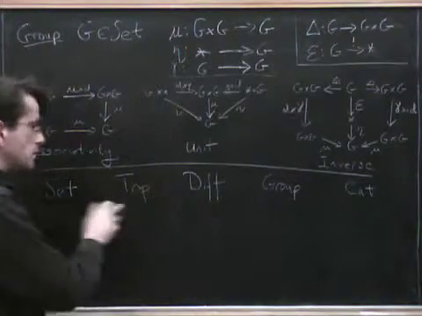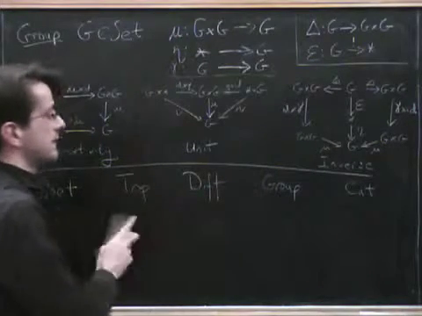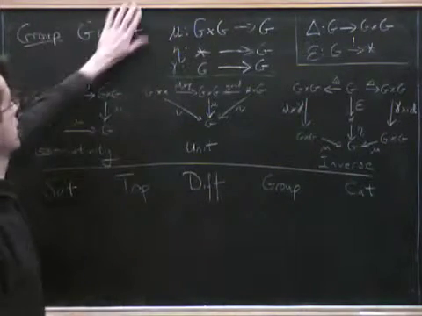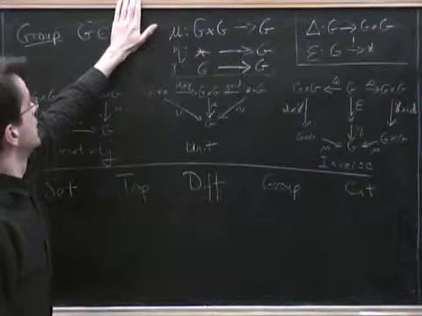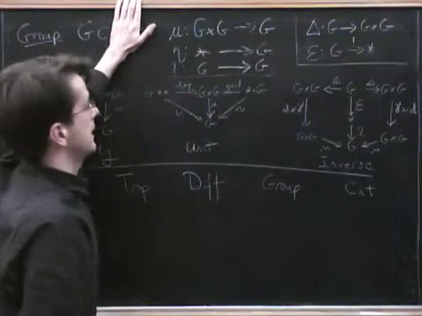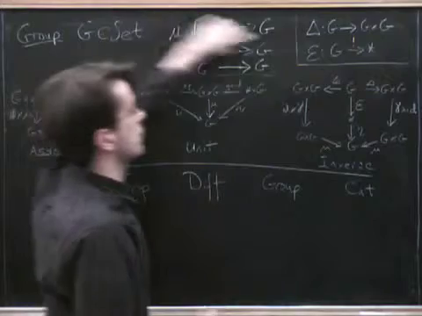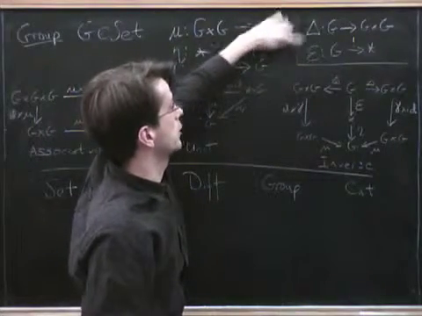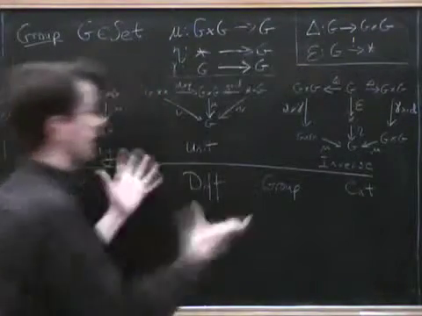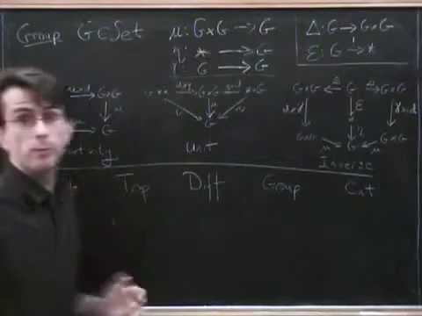Now, in each of these cases, I can tell you what it means to be a group object. I'm just going to replace sets by whatever the category is. Here, these are Cartesian categories, so we automatically get for free these two morphisms, and we can understand what a group object is.